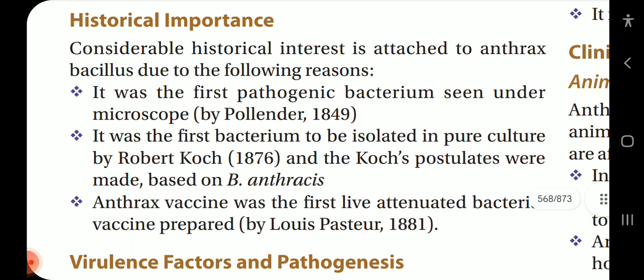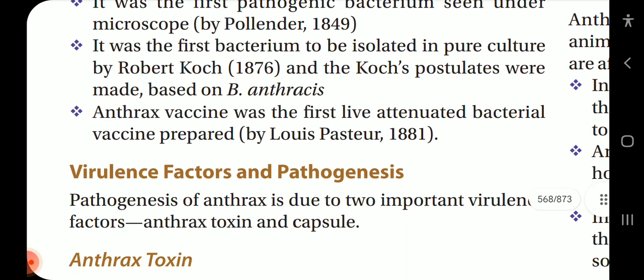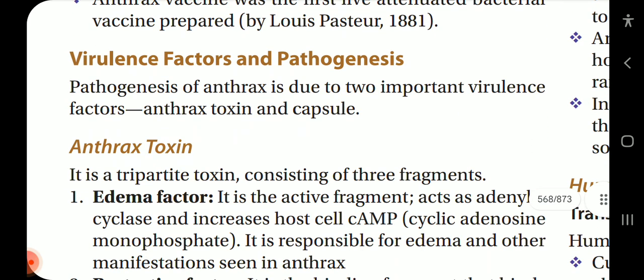Historical importance. Considerable historical interest is attached to the anthrax bacillus due to the following reasons. It was the first pathogenic bacterium seen under the microscope, by Pollender in 1849. It was the first bacterium to be isolated in pure culture by Robert Koch in 1876, and the Koch postulates were made based on Bacillus anthracis. Anthrax vaccine was the first live attenuated bacterial vaccine, prepared by Louis Pasteur in 1881.